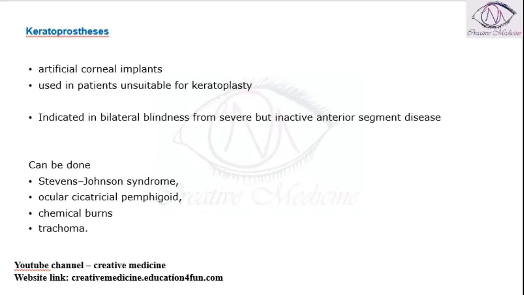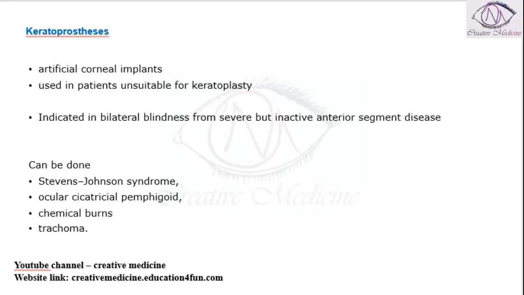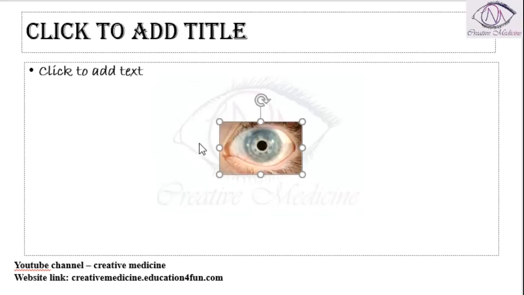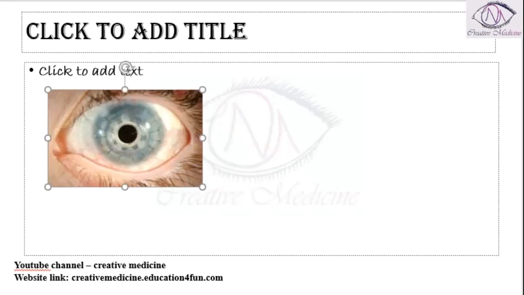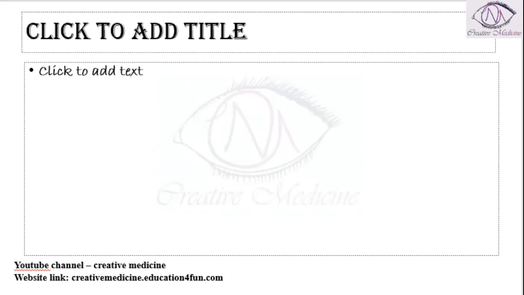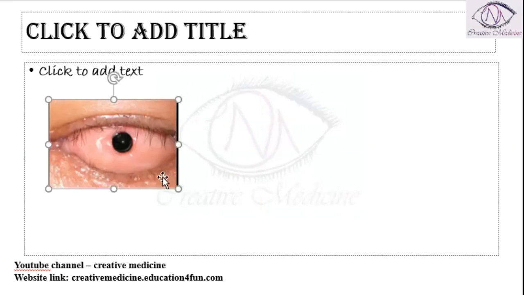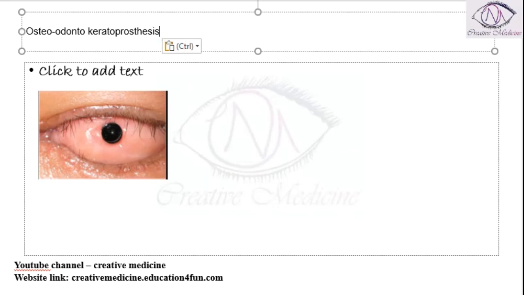We have two types of prosthesis available. One is the Boston keratoprosthesis. Second, we have the osteo-odonto-keratoprosthesis.